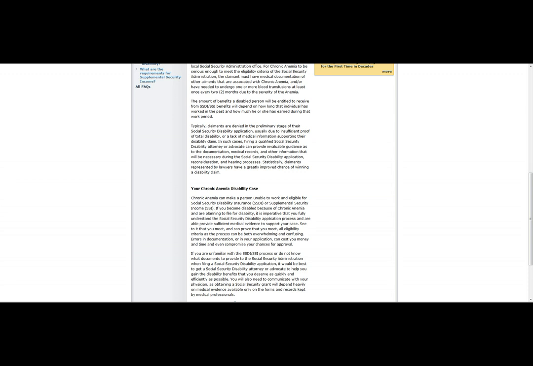your chances for approval. If you are unfamiliar with the SSDI or SSI process or do not know what documents to provide to the Social Security Administration when filing a Social Security disability application, it would be best to get a Social Security disability attorney or advocate to help you gain the disability benefits that you deserve as quickly and efficiently as possible. You will also need to communicate with your physician, as obtaining a Social Security grant will depend heavily on medical evidence available only on the forms and records kept by medical professionals.